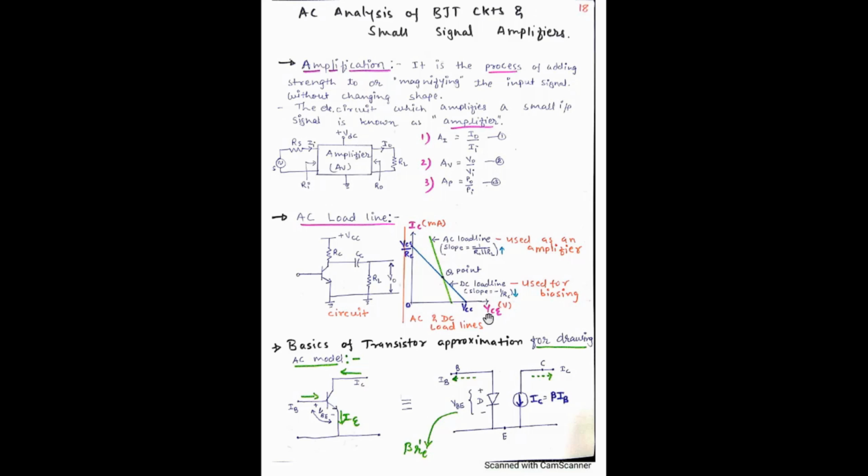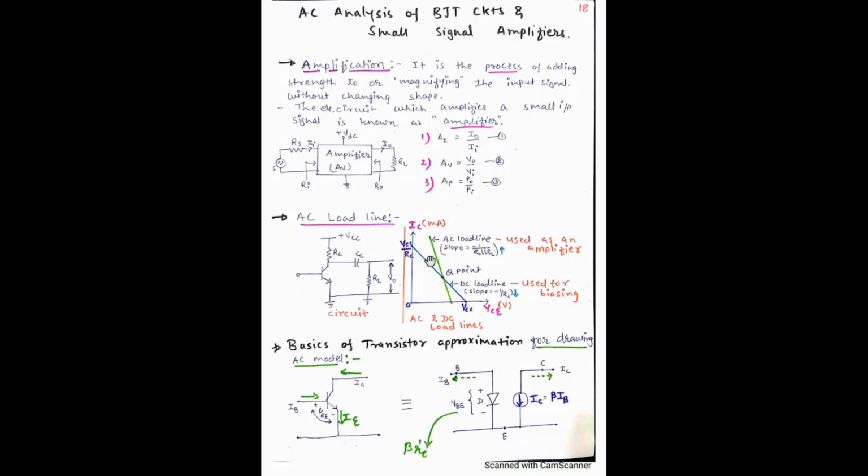When current is assumed to be 0, we are getting this cutoff point, VCE equal to VCC. Look at this. And similarly, when we are considering VCE equal to 0, at that time we are getting the saturation point, that is IC maximum. We have discussed this already in detail. So we will get IC equal to VCC by RC.